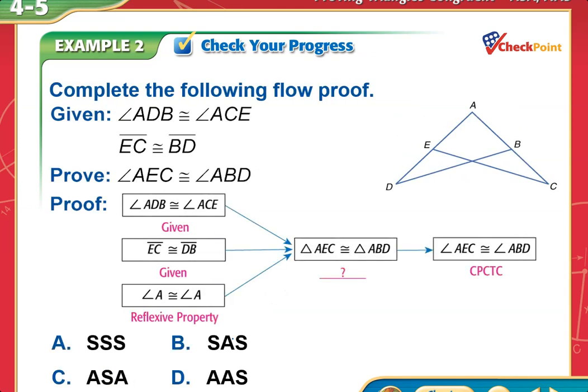Complete the flow proof. So basically, we're looking for what is given. Pause your video to decide which choice here is the reason why we can say that the two triangles are congruent. Pause your video and make your choice.